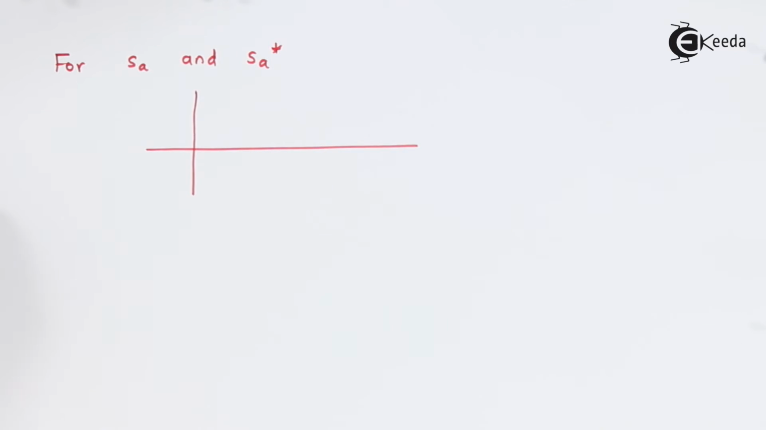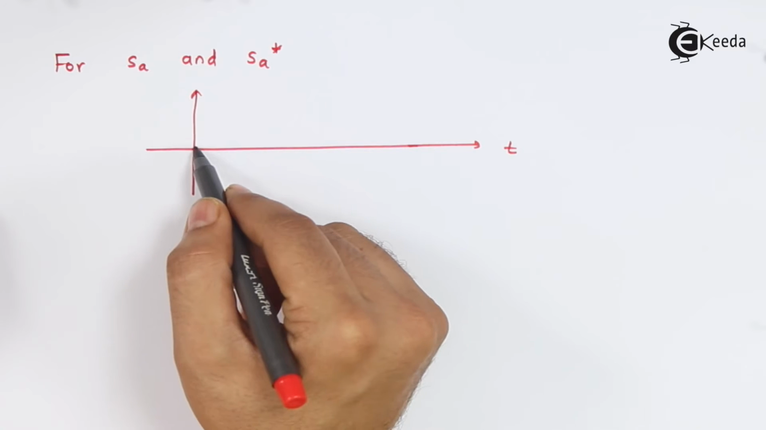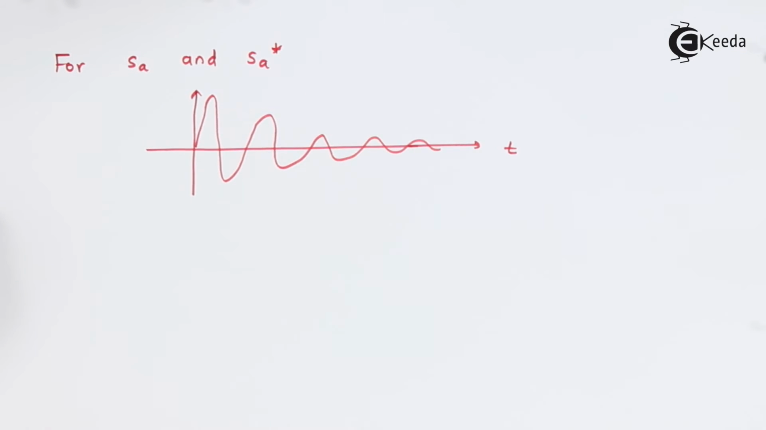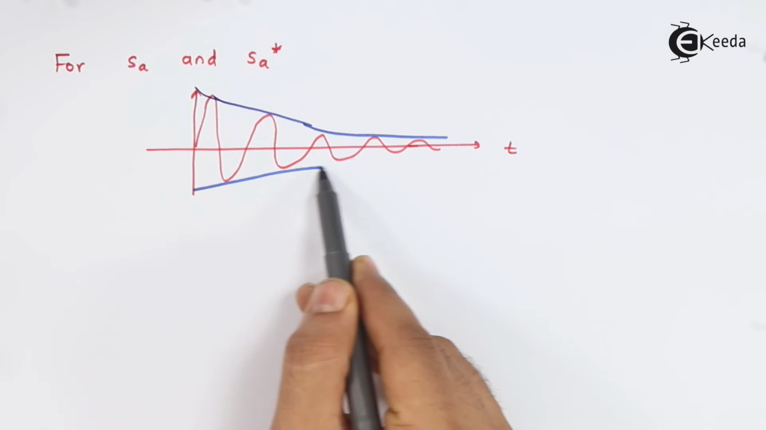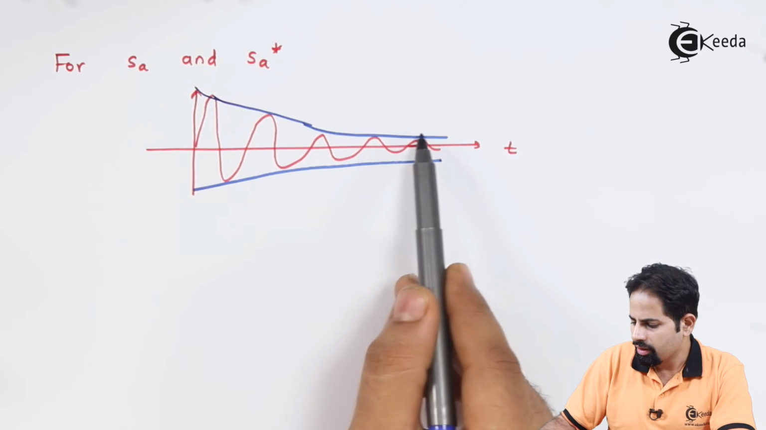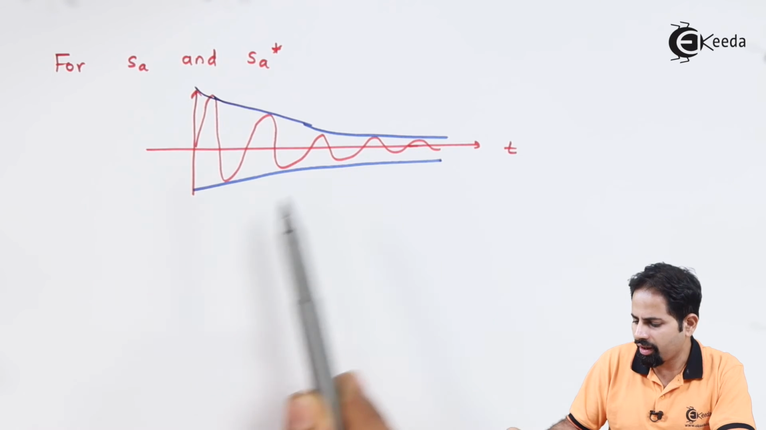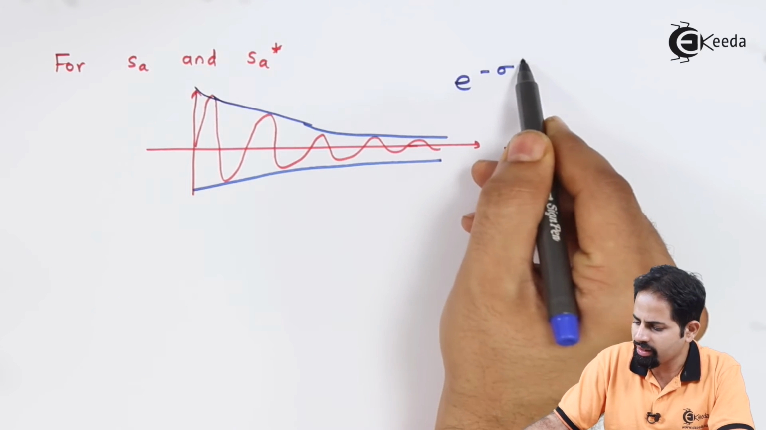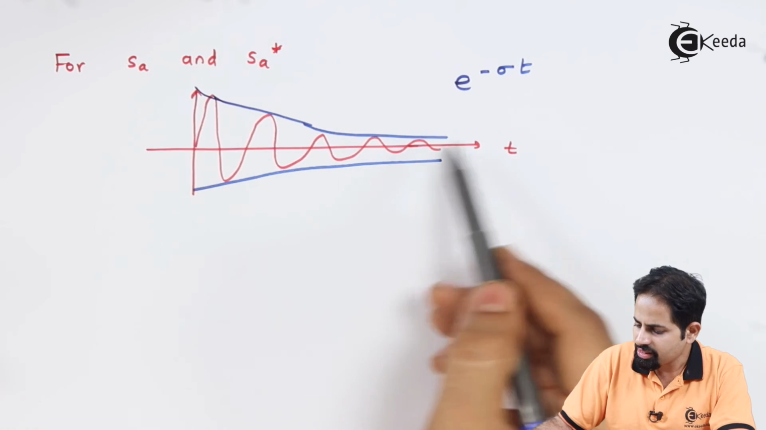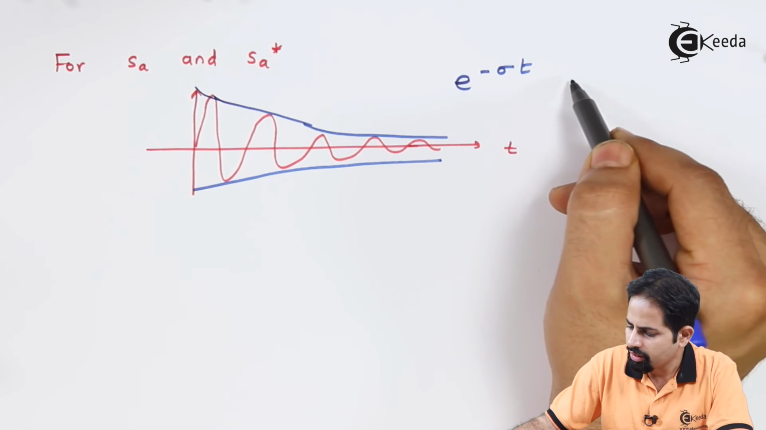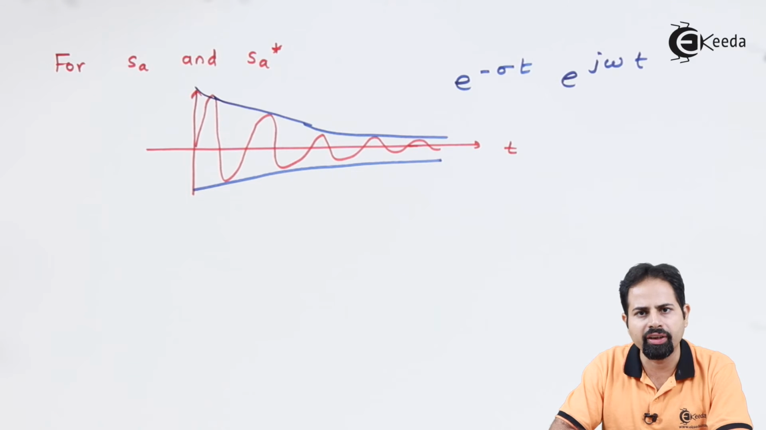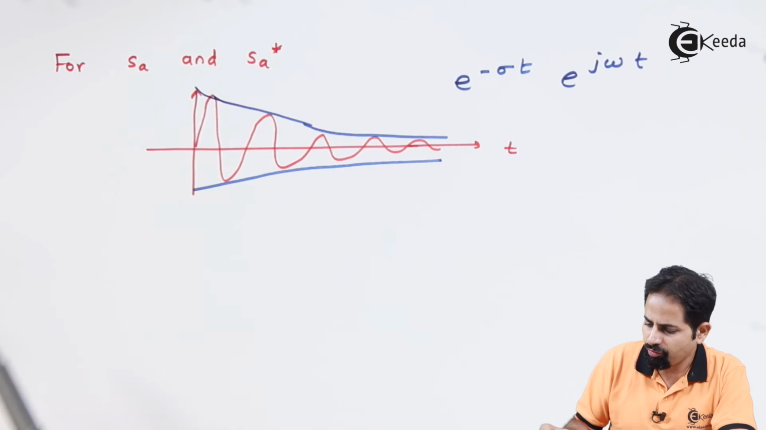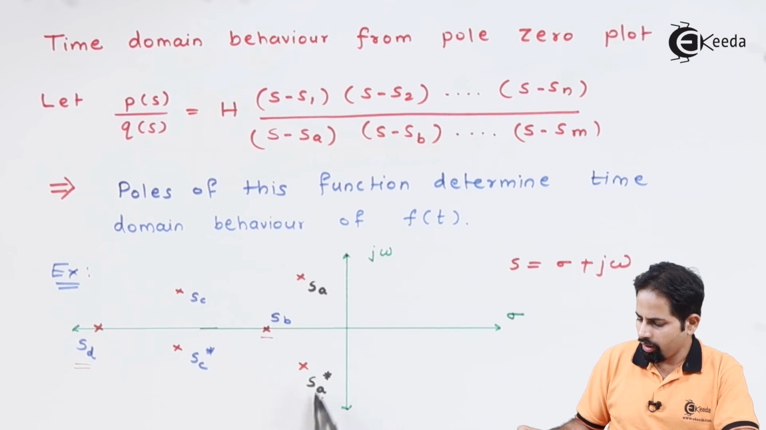So for SA and SA conjugate, this is the time domain behavior we are drawing. These blue lines show a decaying graph, which is because of e raised to minus sigma t, and this sinusoidal graph is because of e raised to j omega t, which results in either sine or cosine when combined. So this is the graph for SA and SA conjugate. Now we have seen this pair.